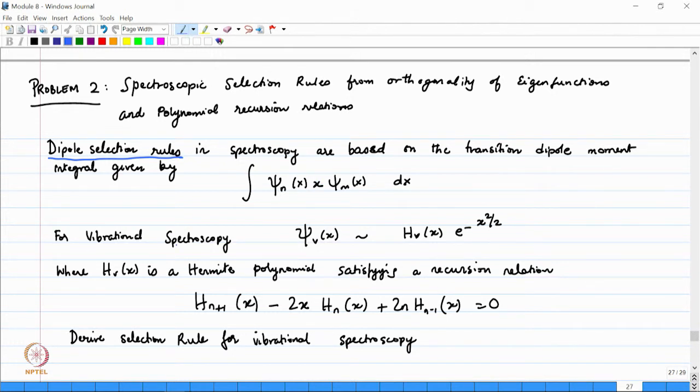For vibrational spectroscopy, psi v of x, the wave function, is indexed by a quantum number v. So, v is the vibrational quantum number equal to 0, 1, 2 and so on, and this function is given by H v, the Hermite polynomial, multiplied by this exponential function, this Gaussian function, e to the minus x square by 2.